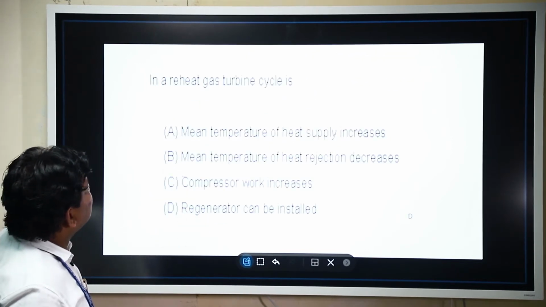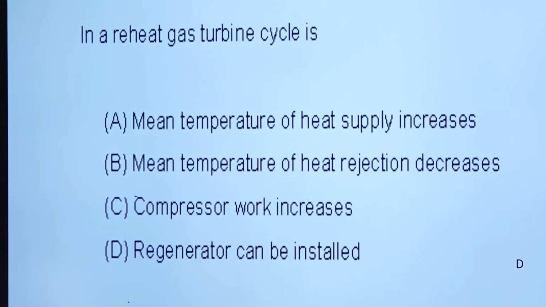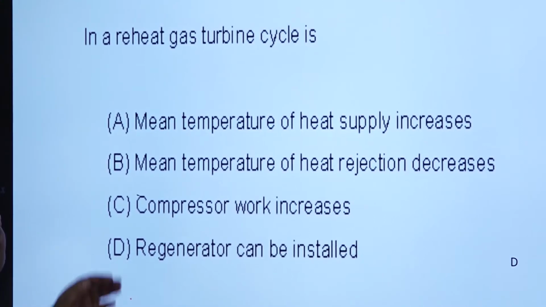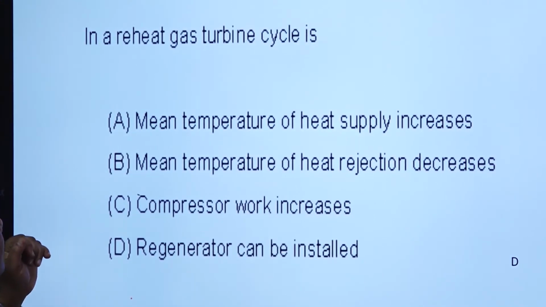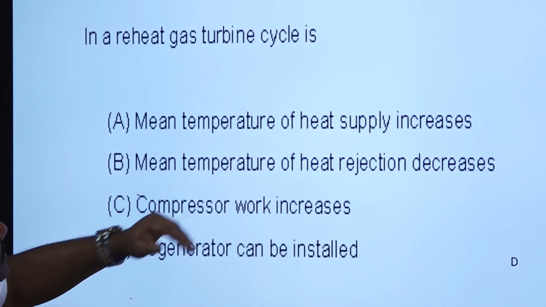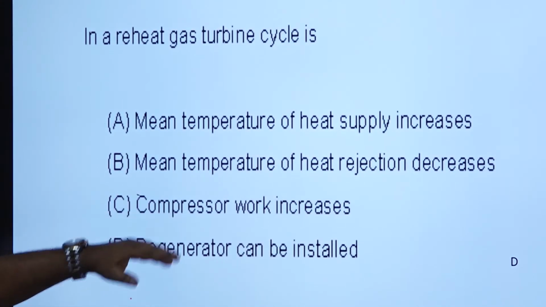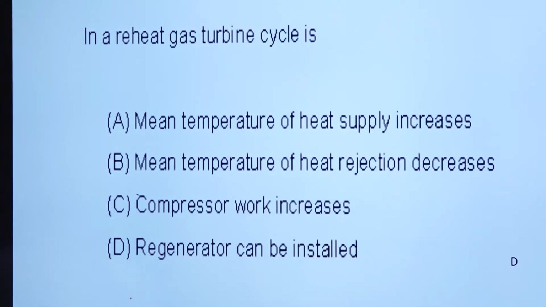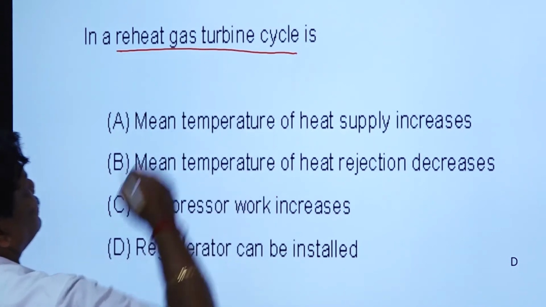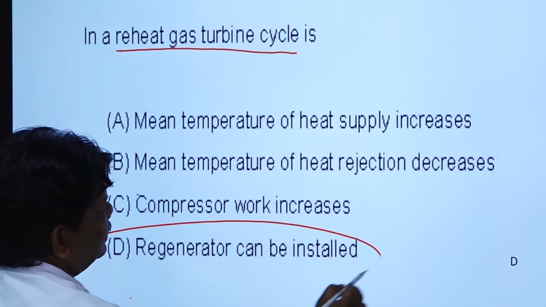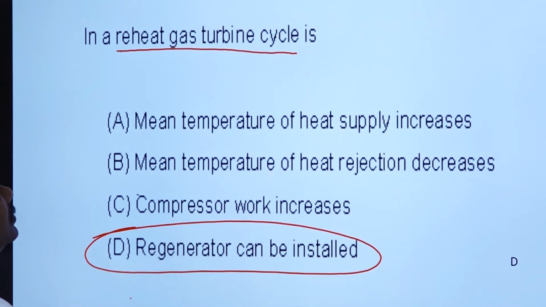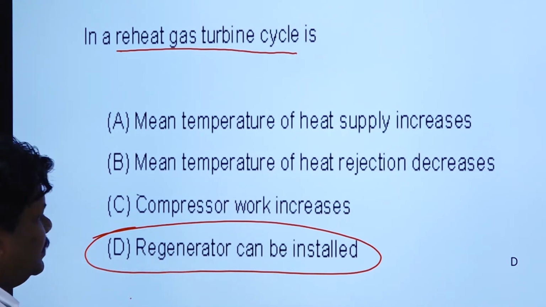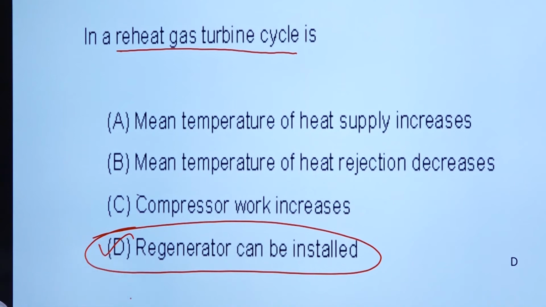And the next is on the reheat gas turbine cycle. What happens? The mean temperature of the heat supply increases, the mean temperature of the heat rejection decreases, and then the compressor work increases. So, reheat gas turbine cycle. The answer is that a regenerator can be installed to improve the efficiency, that is, the addition of the regenerator. So the right answer is D.